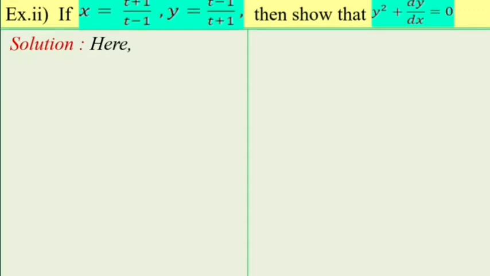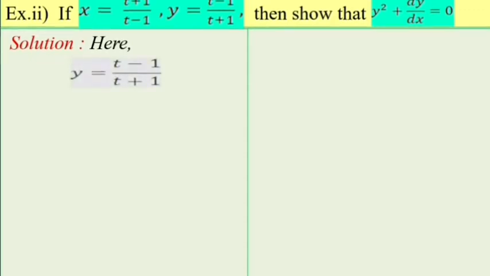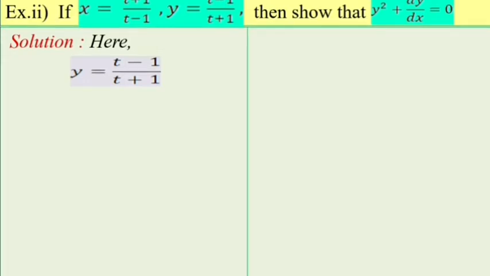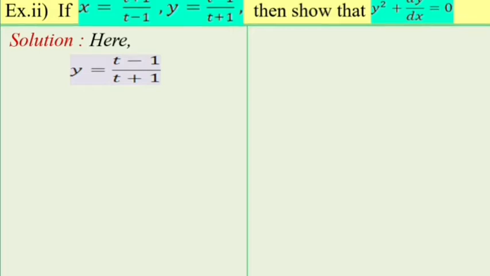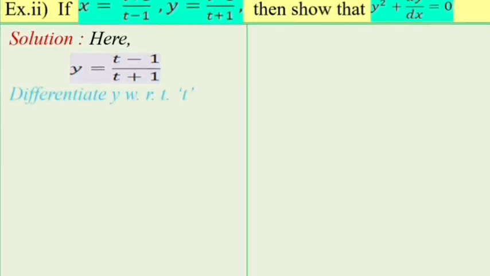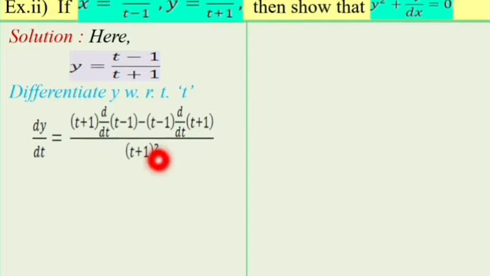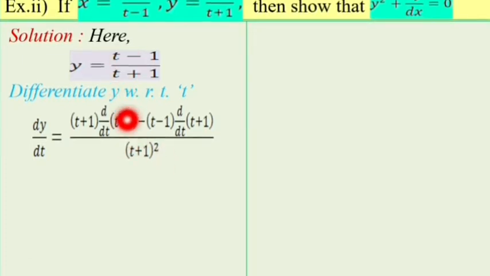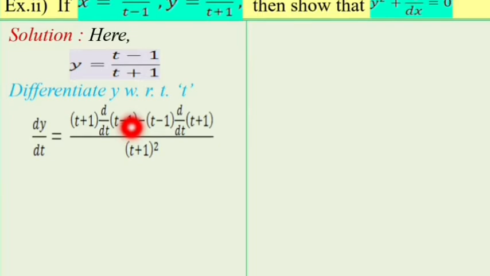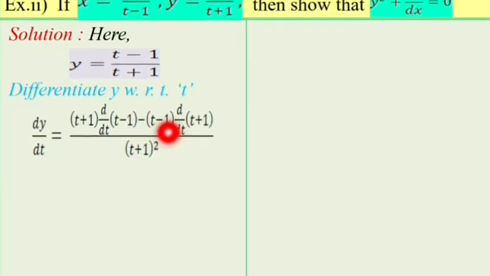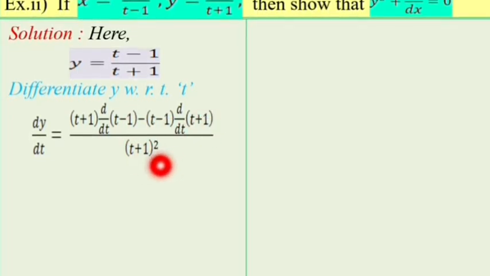Here firstly take the second given function, y equal to t minus 1 upon t plus 1, in the form of u upon v. Therefore we have to apply the quotient rule of the derivative. Therefore differentiate y with respect to t here. Therefore dy by dt equal to, we know the formula that if y equals u upon v, then v into derivative of u minus u into derivative of v upon v square.